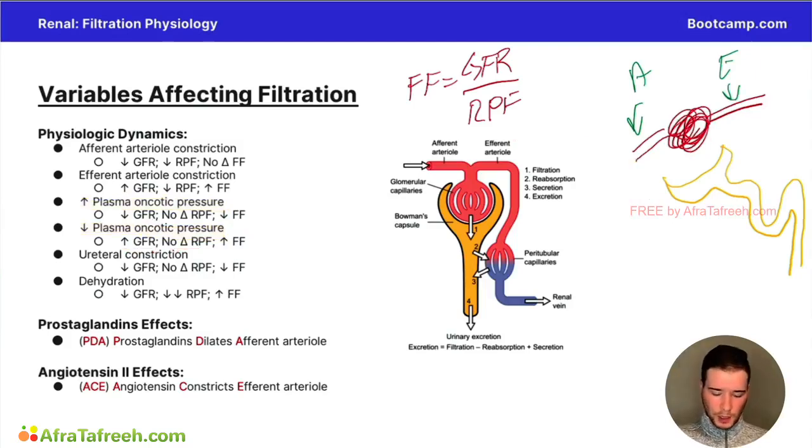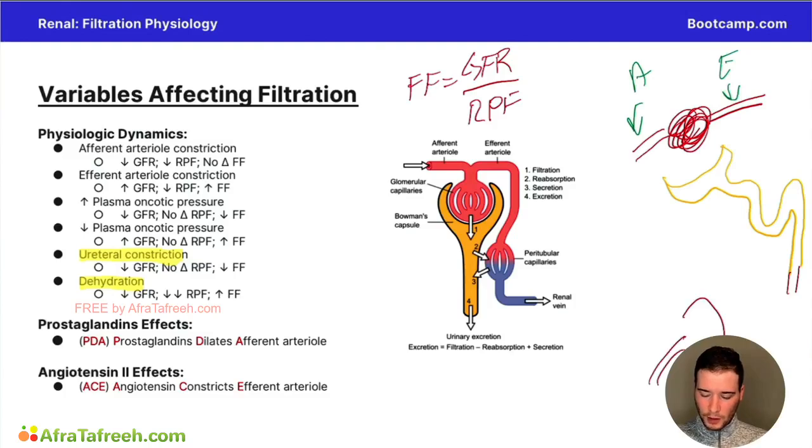And the last two we'll talk about are ureteral constriction and dehydration. So first, think about where the ureter is. It is after the nephron. So the ureter goes through the collecting duct and then eventually it kind of pools. Let's just say this is our kidney right here, our ureter's here. So all this process right here is essentially occurring in the microscopic part of the kidney.